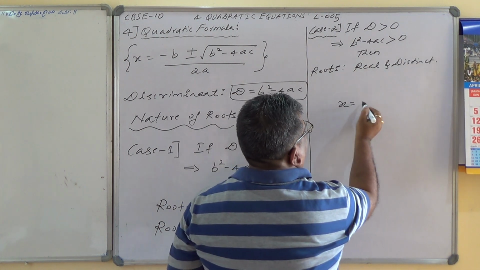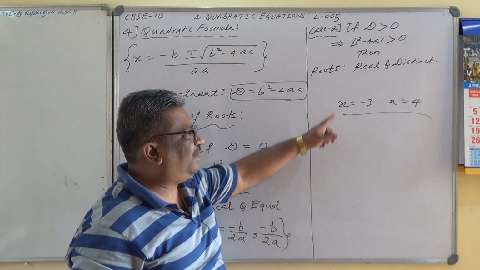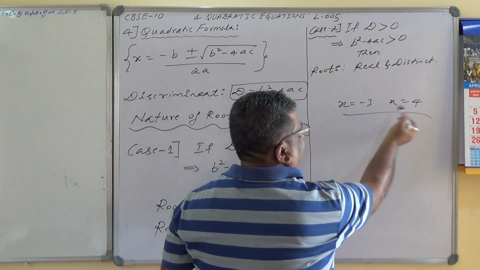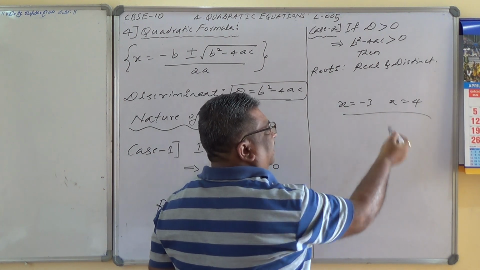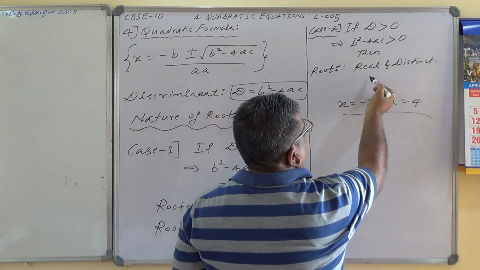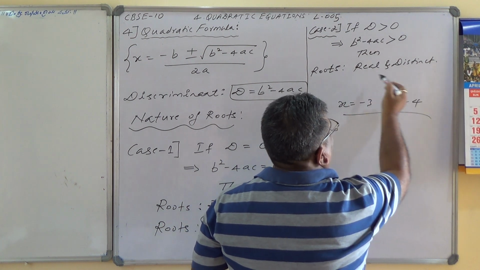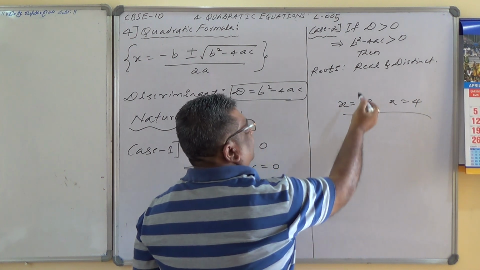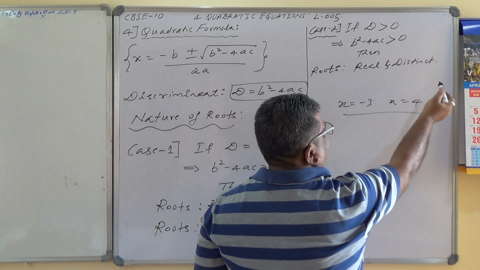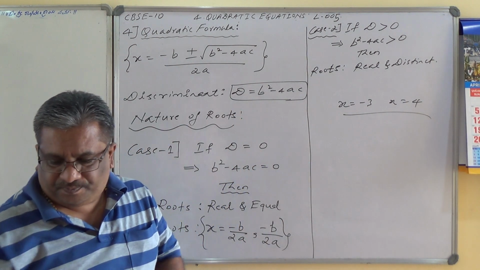Something like x equals minus 3, x equals 4. Many times we obtain the solutions of x in these values, isn't it? Here these are real numbers, but both are distinct, meaning both are different. So if D is greater than 0, roots exist, and both are real and distinct. Real and distinct means the value of x will be a real number, and both the values of x are different. And therefore we say real and distinct roots exist.